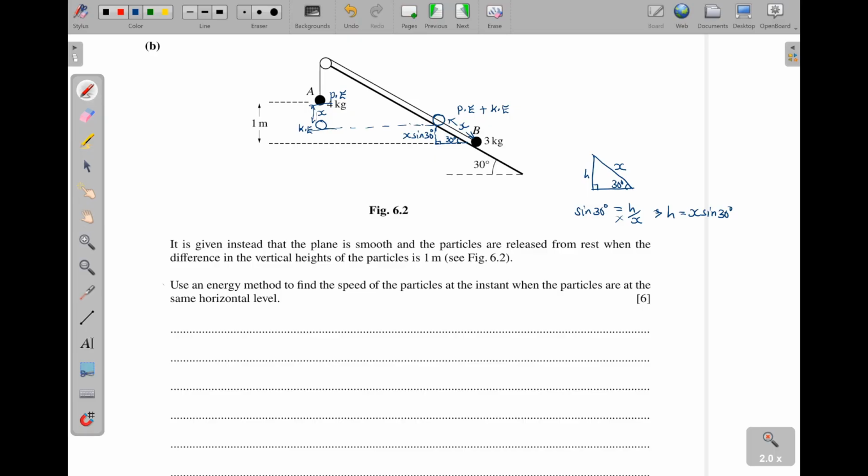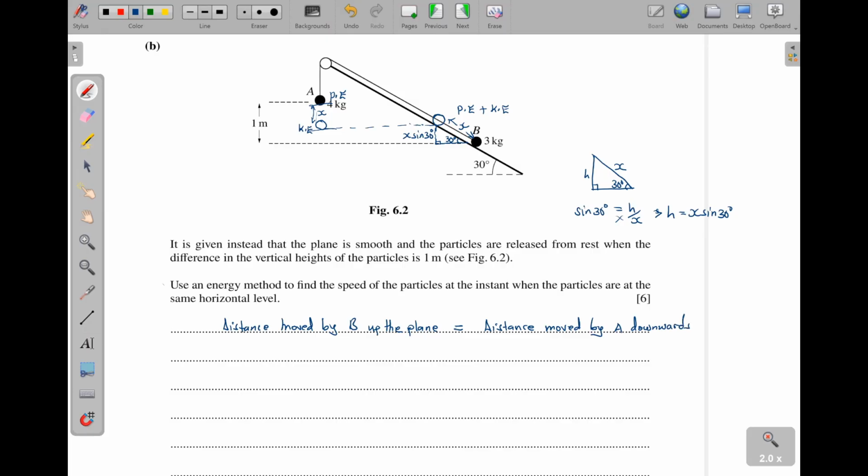The other forces that are acting on these particles, do we need them? We don't need them, because we are using the energy method. Now, the distance moved by B up the plane is equal to the distance moved by A downwards.